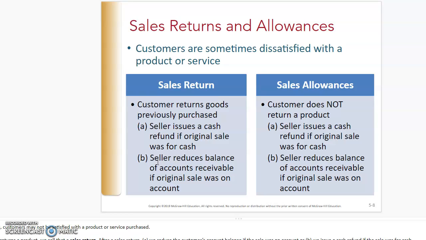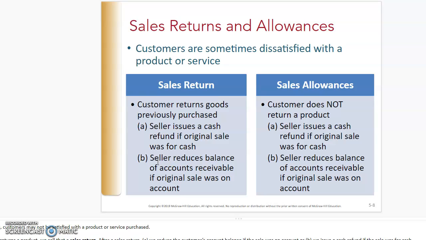Okay, a sales return happens when the customer actually returns the product. So they got it and it was the wrong size. They send it back. What does the company do when they get it back? Well, if the customer purchased it in cash, the company will issue them cash back for it. If the customer had purchased it on accounts receivable, then the company will reduce the accounts receivable balance, how much the customer owes them for the amount of the merchandise that was returned.